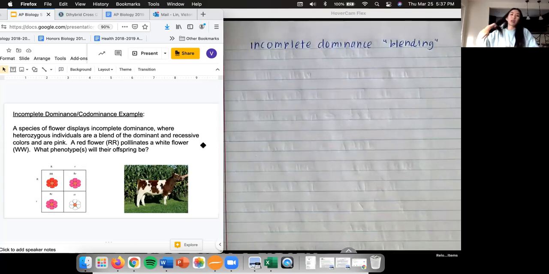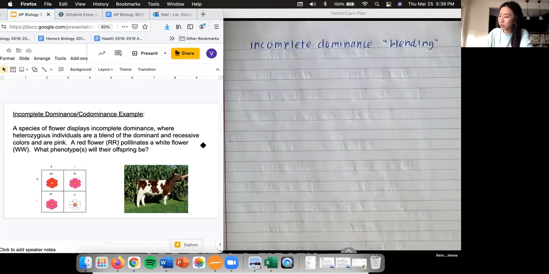So the example here says a species of flower displays incomplete dominance where heterozygous individuals are a blend of the dominant and recessive colors, and so they're pink. A red flower, capital R, pollinates a white flower. Well, actually, it doesn't matter the capital or lowercase, but WW. What phenotypes will their offspring be?